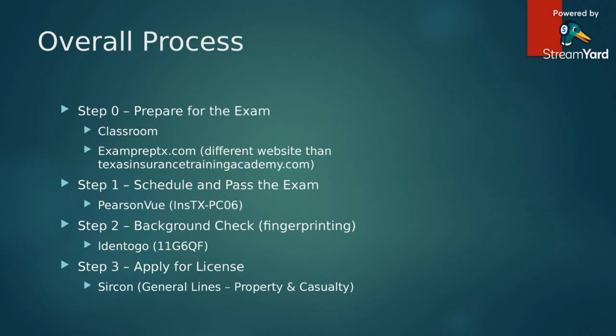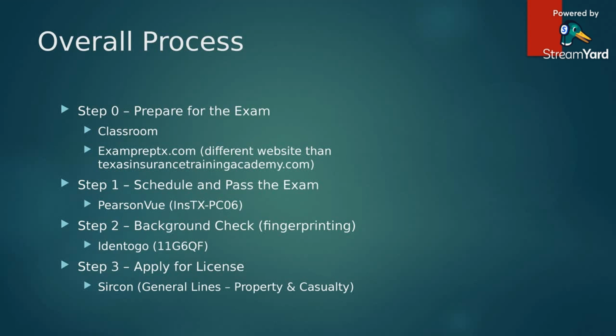Once you're prepared for the exam, which is going to be a little different for everyone, you're going to go through 3 steps to get your actual license. The first step is to go through a company called Pearson VUE, where you're going to schedule and hopefully pass the examination. Pearson VUE's website has a lot of features. You are required to take this in the state of Texas in person, and you can find locations on the Pearson VUE website.